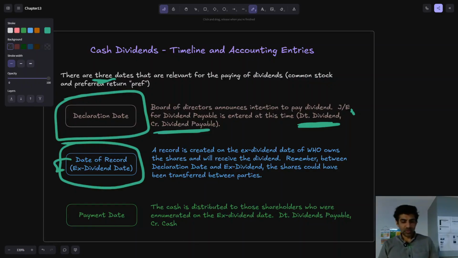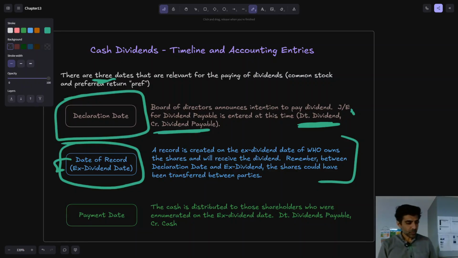There's no journal entry here. This is a pure record keeping thing where the company's just figuring out who they have to pay. The amount is unchanged. You still haven't transacted cash. It's just that now you have a list of all the people and the number of shares that you're going to pay the dividend on.